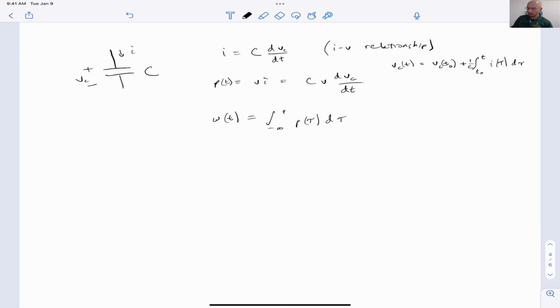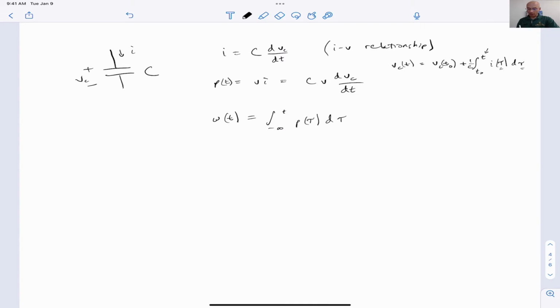And notice I'm using tau instead of t for the variable of integration because t is the limit here. So you can't have the limit be also the variable of integration. So that's just a change of variable, a dummy variable tau. Okay, so now we know what the current looks like if we know the voltage, or we know what the voltage looks like if we know the current. We have an expression for the power.